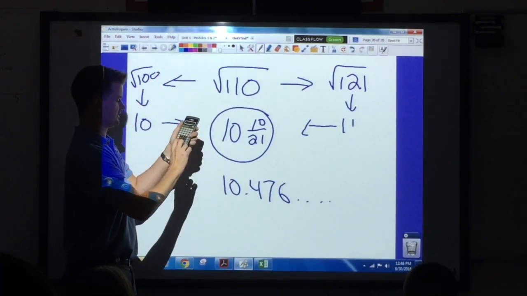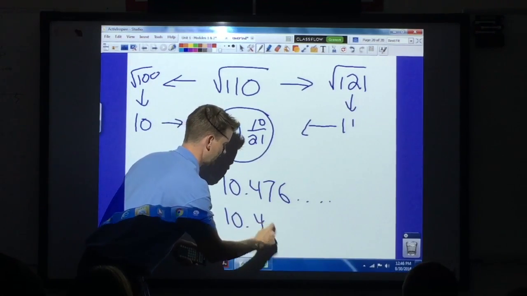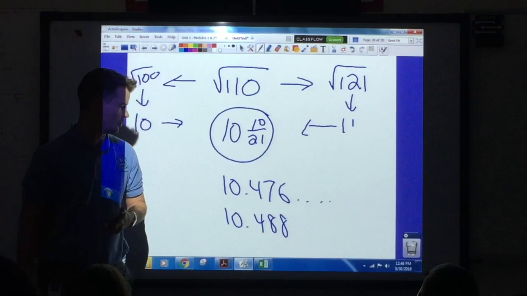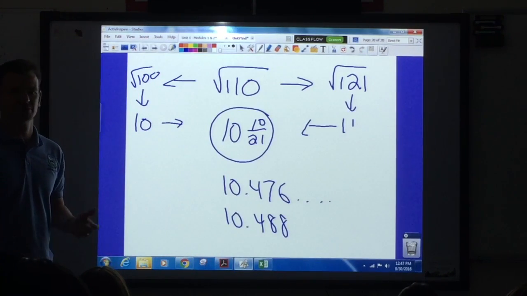So 10.476, let's see how close our estimate was. Let's do the square root of 110. The root of 110 is 10.488. So we're really close. We were only 8 thousandths away. That's pretty close. It's an estimate. It's not supposed to be exact.